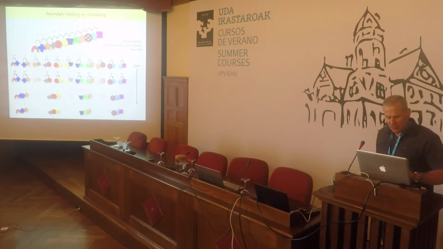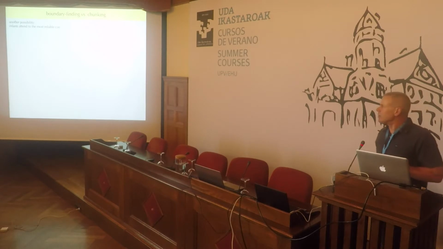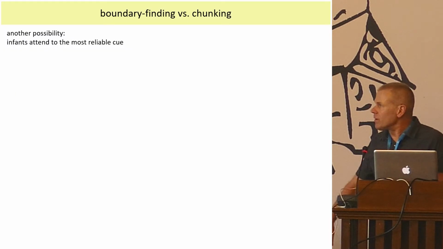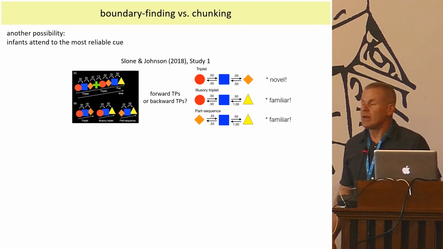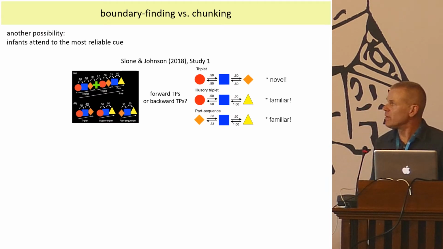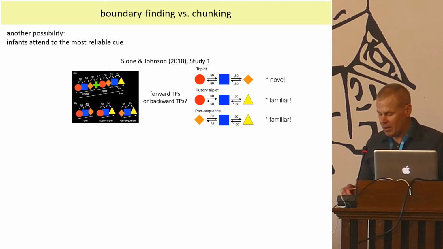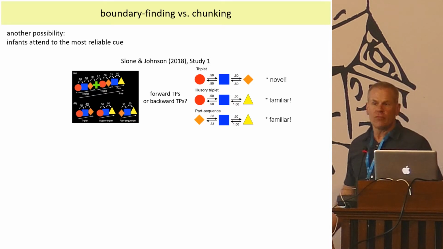However, there's an alternate possibility. The alternate possibility is that babies might attend to the most reliable cue, and that cue might depend on circumstances. So for example, one thing that we didn't control for in study 1, the Sloan and Johnson paper, this is the baby study I told you about, is forward and backward transitional probabilities.